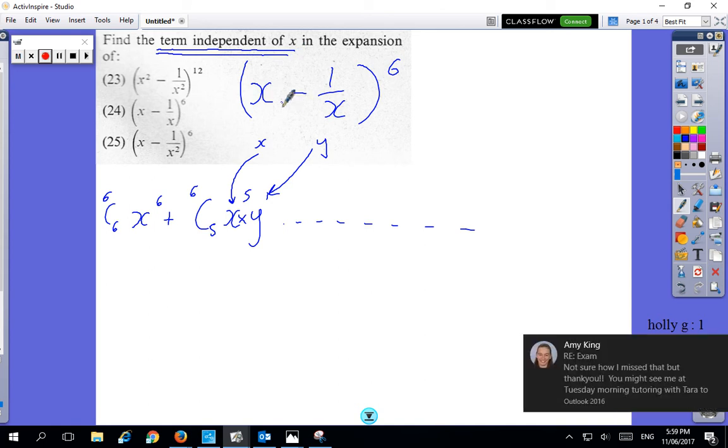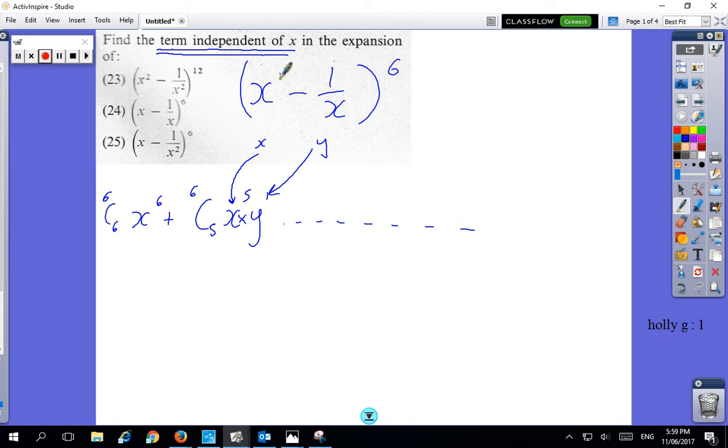That will only really occur when we split this 6 into the power of 3 and the power of 3, and we would get that when we got to 6c3. That would become 6c3 x^3, and this one will be negative 1 on x to the power of 3. The only thing that's a bit weird is that this is going to be a negative because of this odd power here.